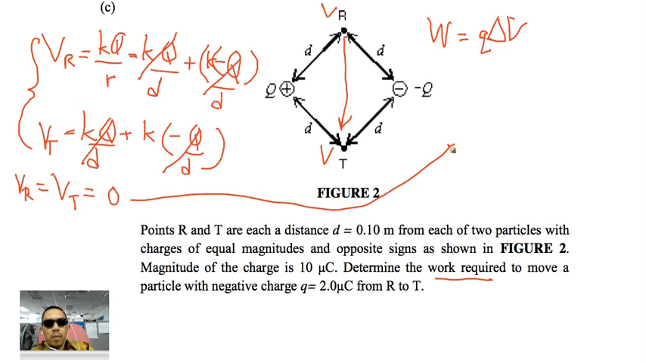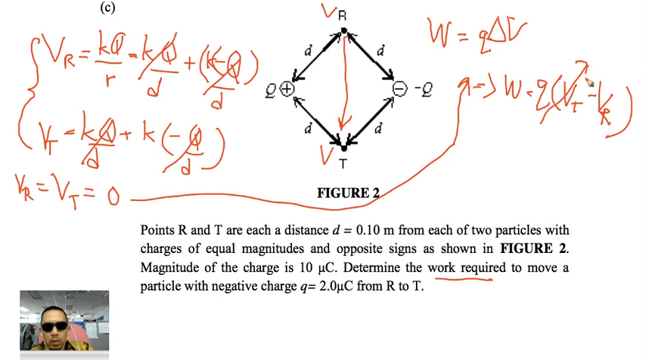So according to the equation, what is the work done to bring the charge from R to T? The work done is equal to Q times delta V, which is the potential at T minus the potential at R. But VT is equal to 0 and VR is equal to 0. So W is equal to 0. That's all. Thank you.